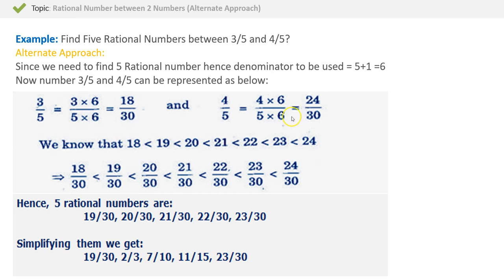Now, between 18 and 24, I know we have integers like 19, 20, 21, 22, 23, and they are all between 18 and 24. Hence, we can say between 18 by 30 and 24 by 30, I have numbers like 19 by 30, 20 by 30, 21 by 30, 22 by 30, and 23 by 30. Now these are basically 5 rational numbers between 3 by 5 and 4 by 5. However, you need to simplify this, and when you simplify, what you get is 19 by 30, 2 by 3, 7 by 10, 11 by 15, and 23 by 30. These are my 5 rational numbers between 3 by 5 and 4 by 5 using the alternate approach.